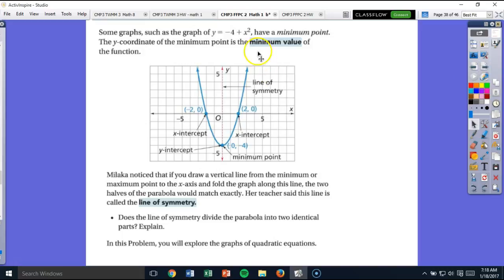All right. So again, minimum value here, that's down at the bottom on an upward opening parabola, and we discussed the line of symmetry. It asks us, does the line of symmetry divide the parabola into two identical parts? Pause the video based on my explanation and see if you can explain that back to me.